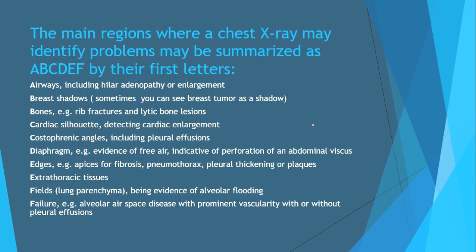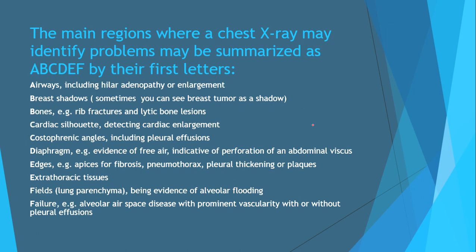The main regions where a chest X-ray may identify problems may be summarized as ABCDEF by their first letters. First, A. Airways, including hilar adenopathy or enlargement. B. Breast shadows. Sometimes you can see a breast tumor as a shadow. B. Bones. Example criteria: rib fractures and lytic bone lesions. C. Cardiac silhouette, detecting cardiac enlargement. C. Costophrenic angles, including pleural effusions.